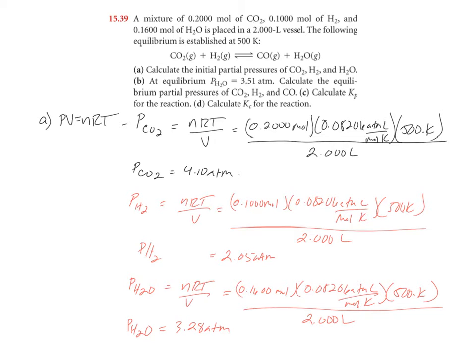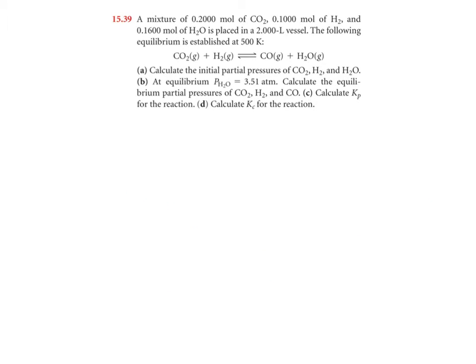Now part B is at equilibrium. The pressure of water vapor is 3.51 atmospheres. Calculate the equilibrium partial pressures of carbon dioxide, H2, and CO. Okay, so we need an ICE chart for this. So if my equation, which is all gaseous substances, is like so, then you make an ICE chart.